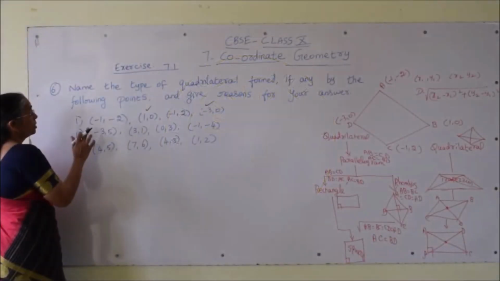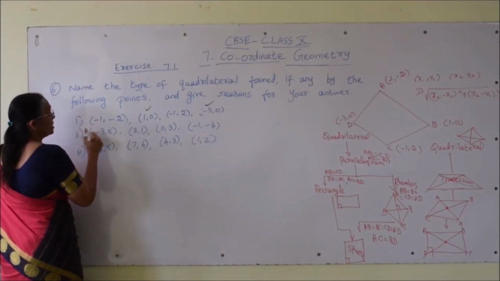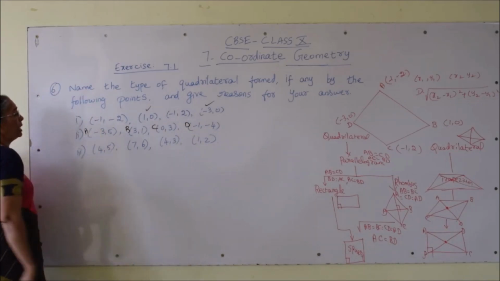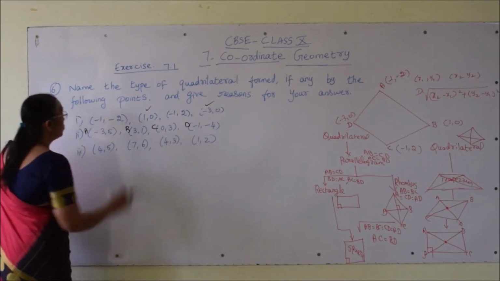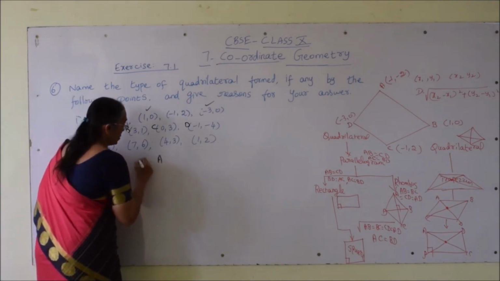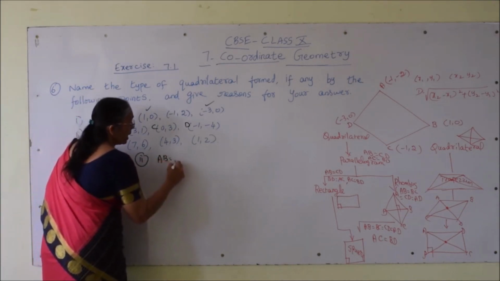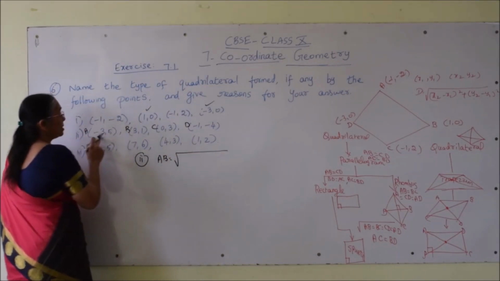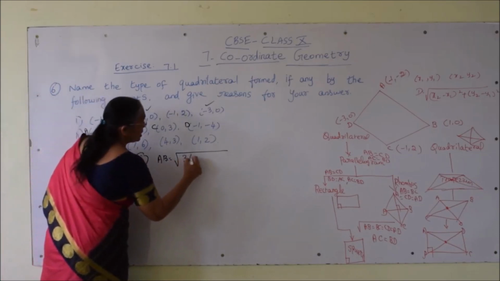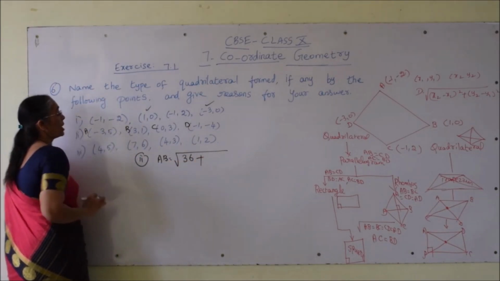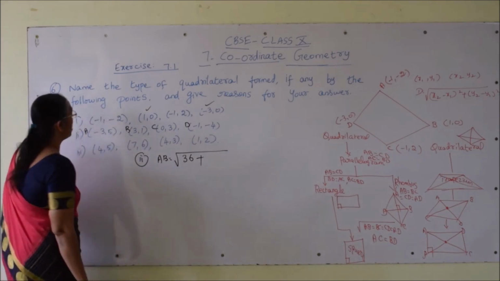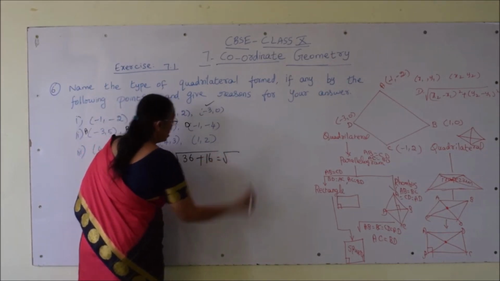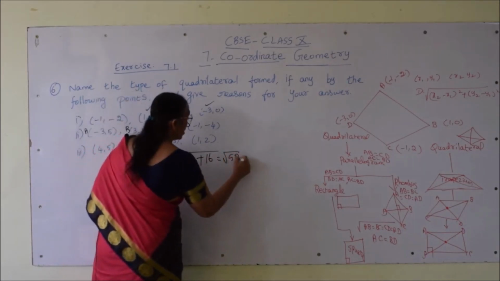Now, the second bit, the vertices are, let me consider vertices A, B, C, D. We have to check what type of quadrilateral these vertices A, B, C, D are forming. So, the distance AB first, I am solving the second bit now. Distance AB is root over 3 minus of minus 3 is plus 3. So, 3 plus 3, 6, 6 square 36, plus 1 minus 5, which is minus 4. So, minus 4 whole square, 16, 36 plus 16 is root 52.